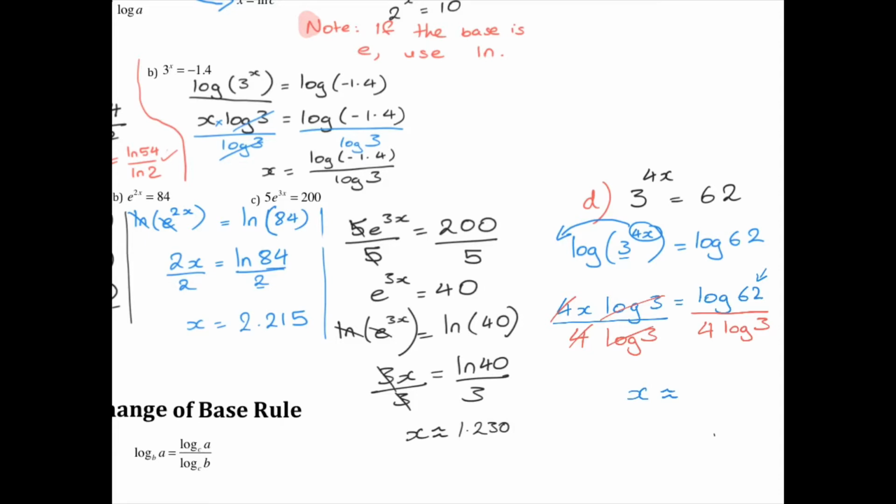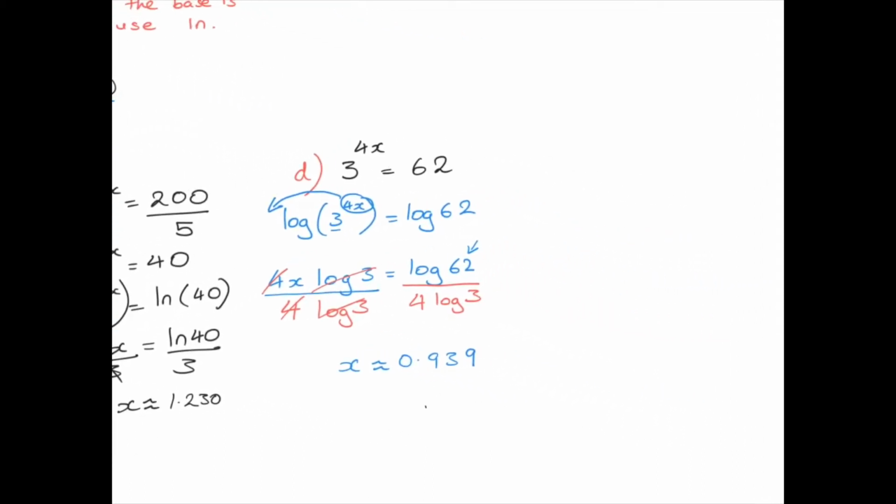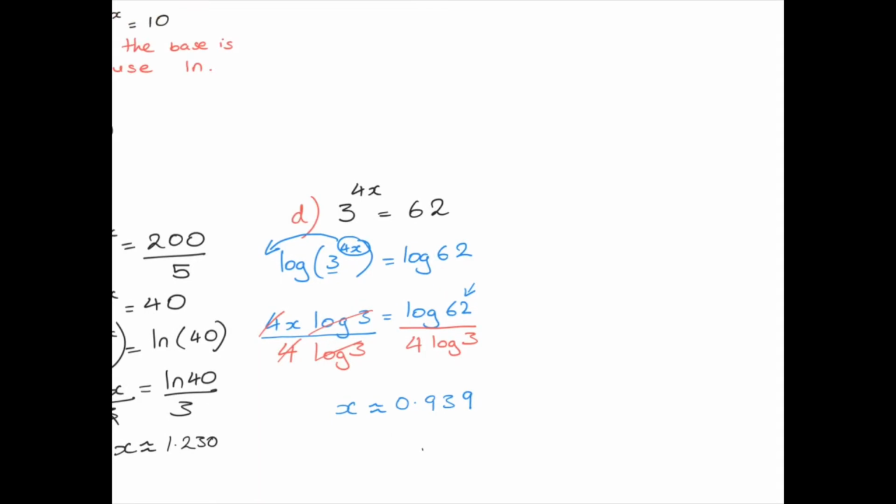Now I got 0.939 using my calculator. But now let's see if we get the same answer if we use ln. So that's method 1, we're finished, but I want to show you method 2. So if I use ln instead and do the ln of 3 to the 4x equals the ln of 62. Once again, I have to move the 4x to the front because my invisible base of e does not cancel out with a base of 3.